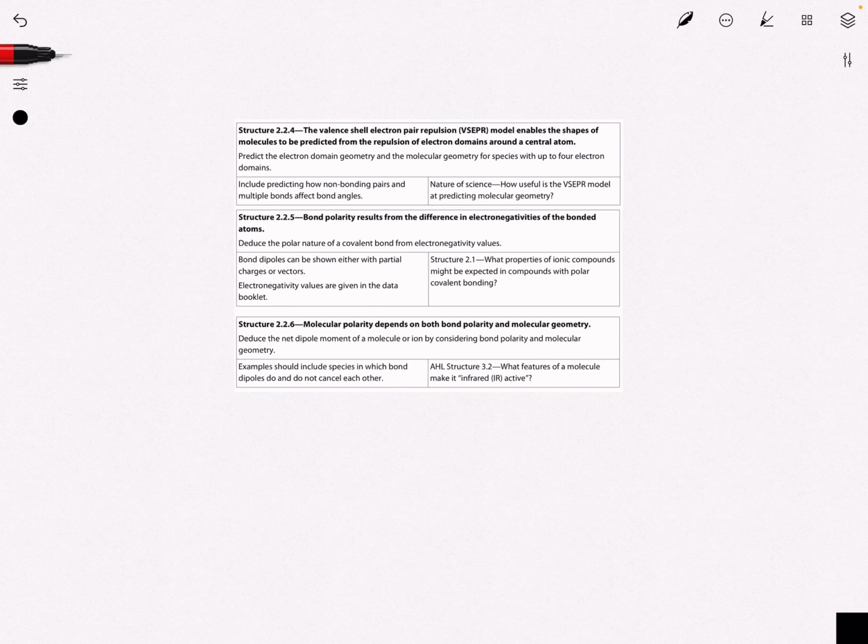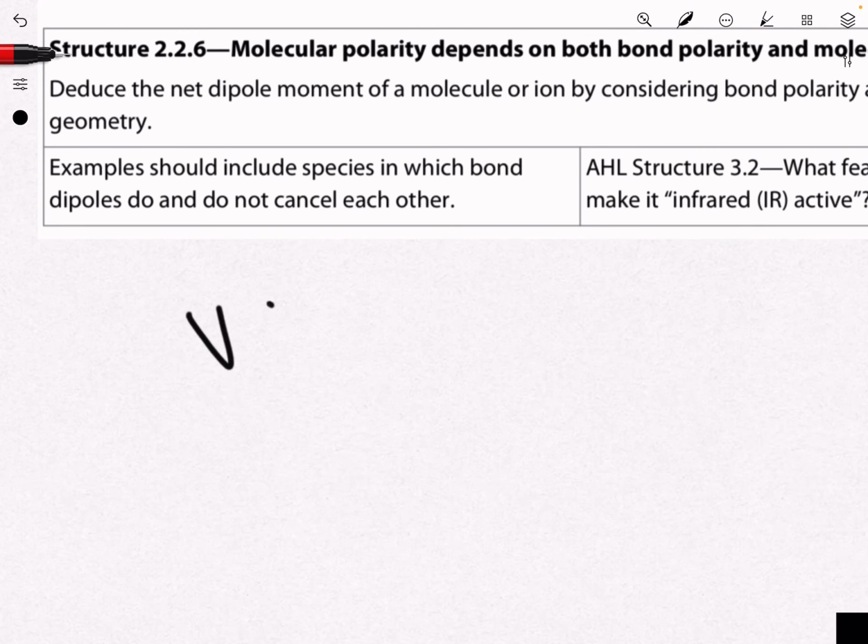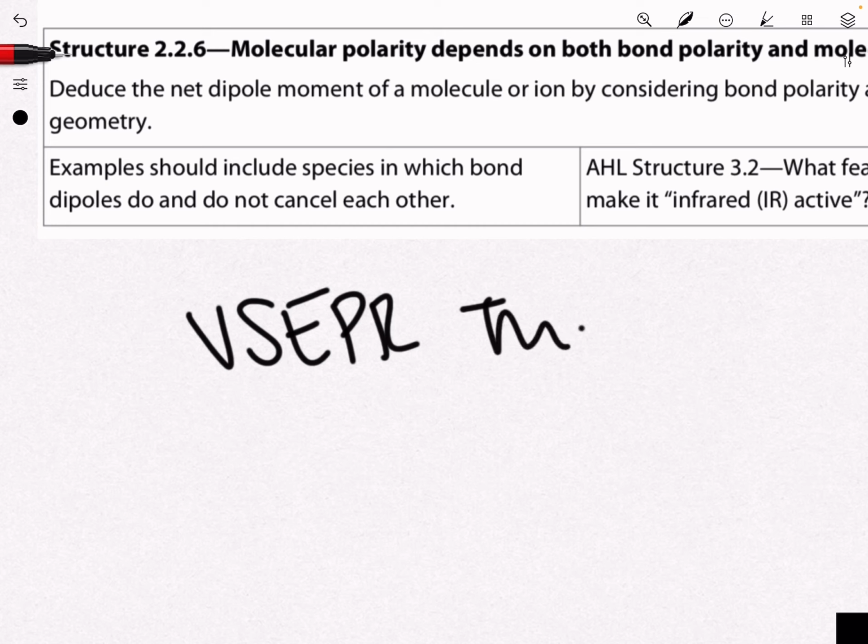Today we're doing part 2 of covalent bonding. So let's start with VSEPR theory. Now, VSEPR stands for valence shell electron pair repulsion theory.